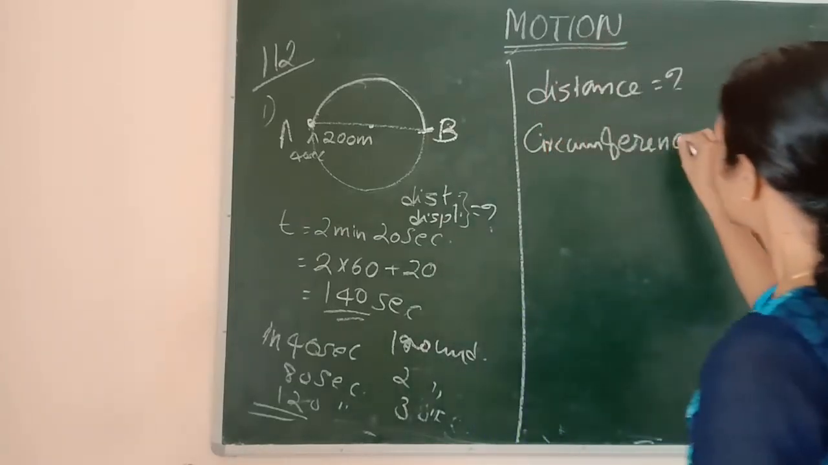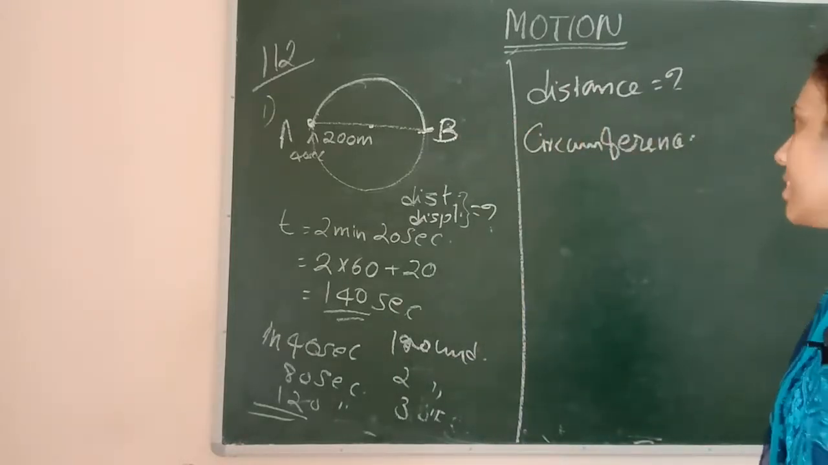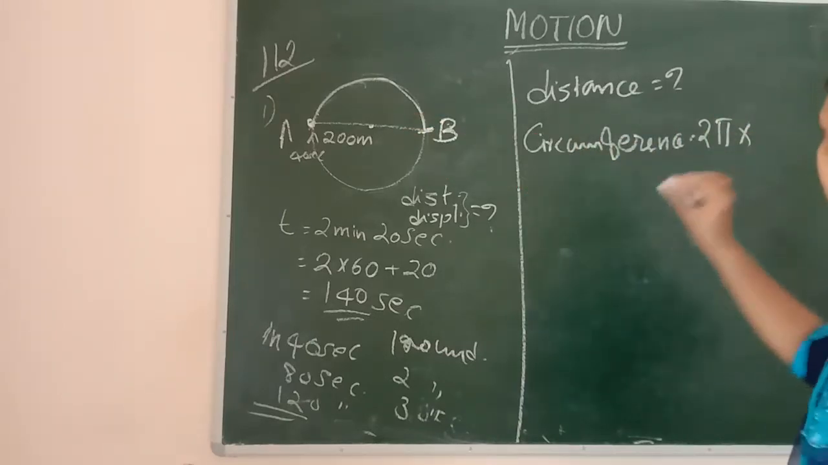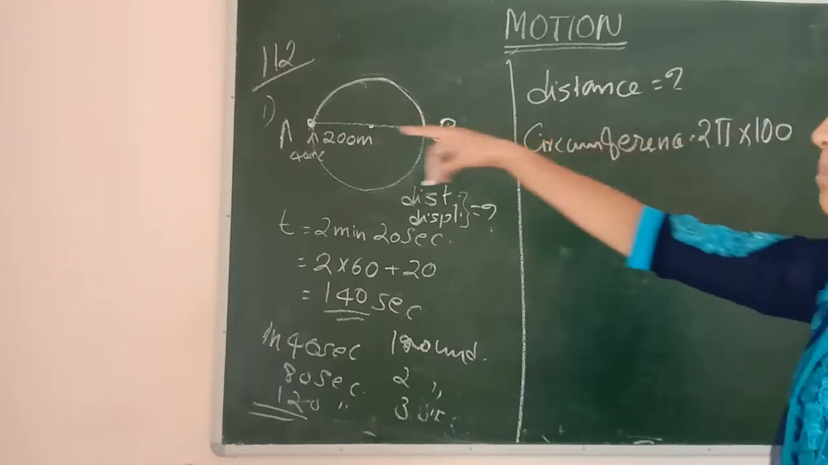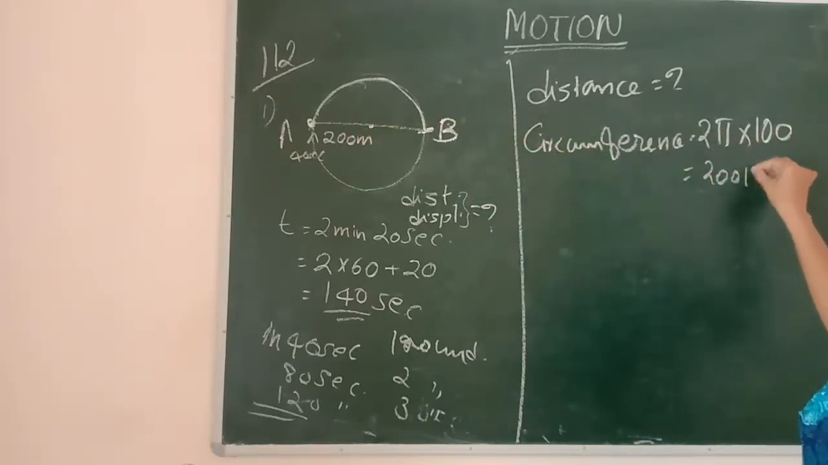Circumference of a circle, what is the formula to find the circumference? Yes, 2 pi r. 2 pi into, what is the radius? 100. 200 meter is the diameter. So the radius is 200 pi.